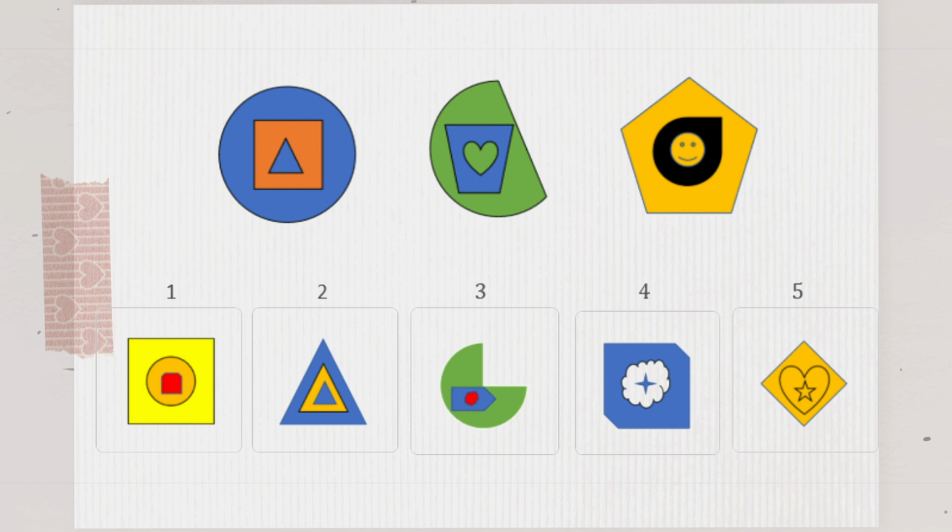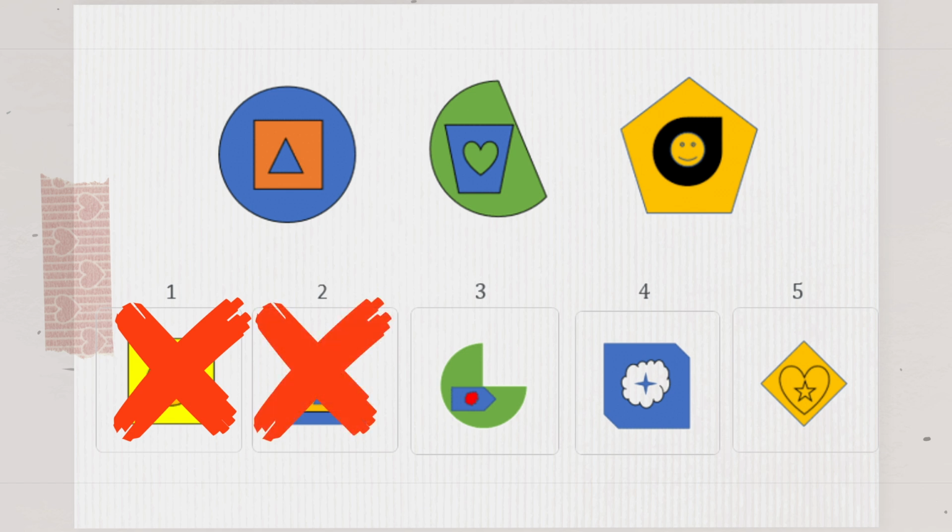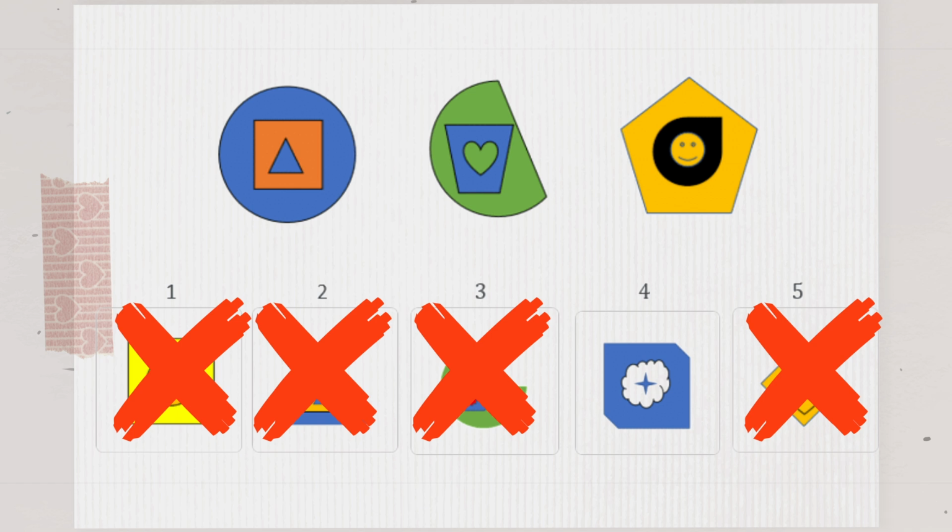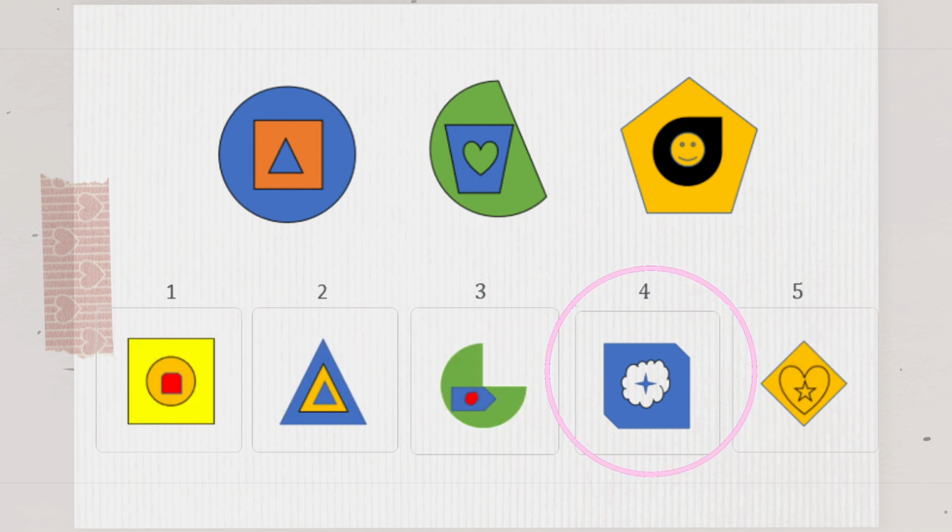The first choice is incorrect as all the shapes have different colors. The second choice is incorrect because all the shapes are the same. The third choice is incorrect as the inner and outer shapes are not the same color. Finally, the 5th choice is incorrect because all shapes have similar colors. Therefore, the 4th choice is the correct answer.